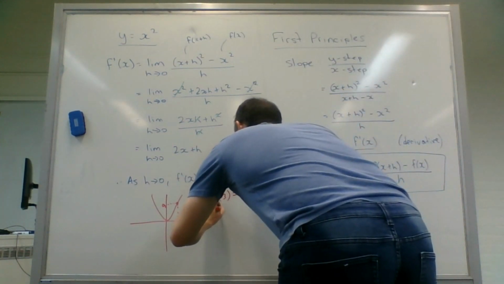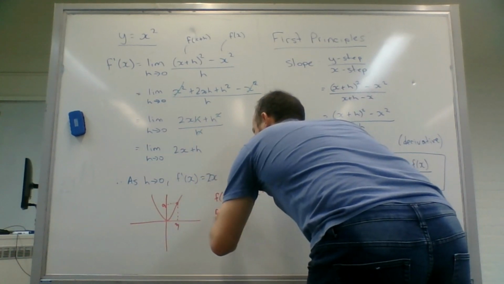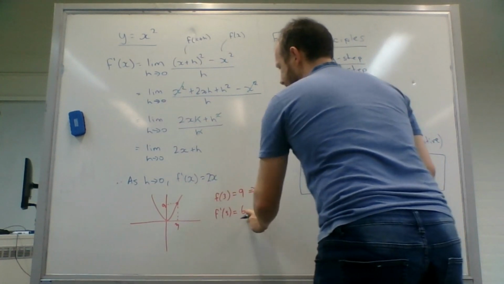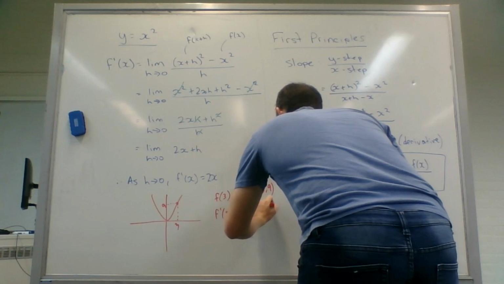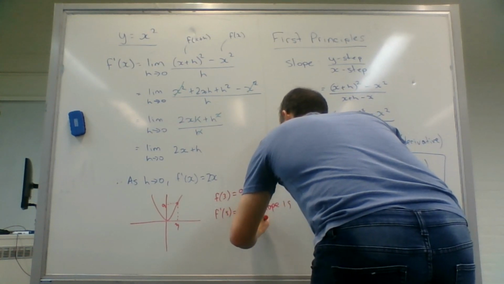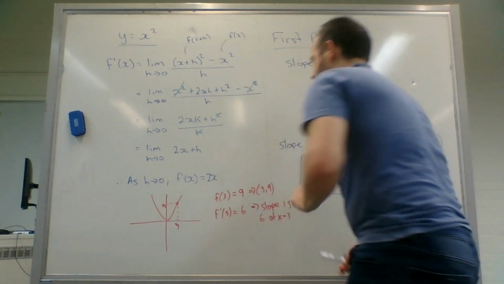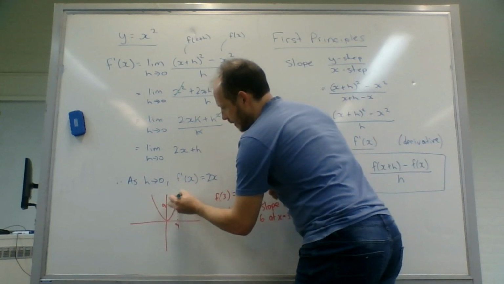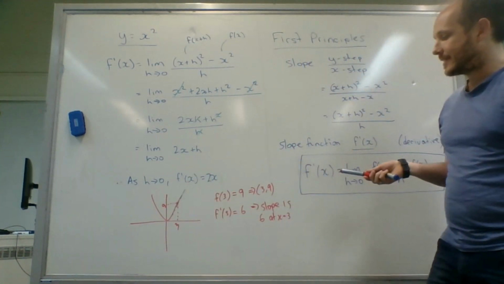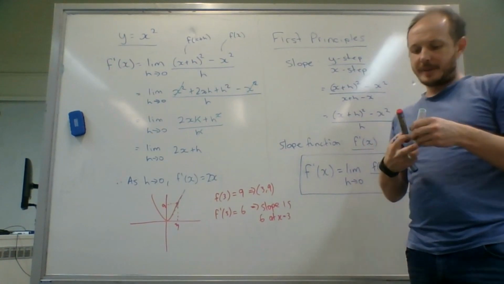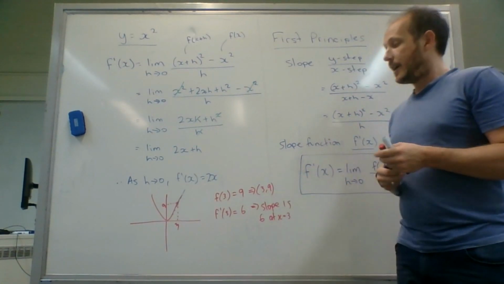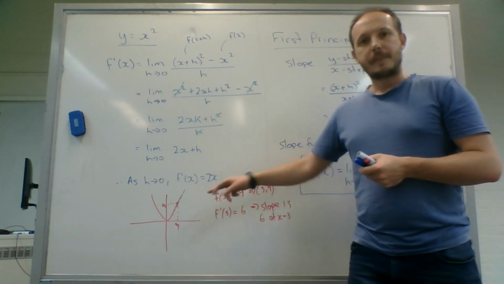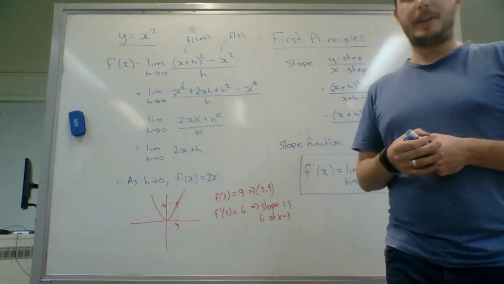But if we do f dash 3, we will get 2 times 3. So if we put 3 into the derivative, we'll get 6. And this tells us that the slope is 6 at x equals 3. So the slope of the line, which is tangential here, is 6. So what we've got now is a way that we can find the slope at any point. We can take a value of x and substitute it into our slope function, and therefore we can find the slope at any particular point.